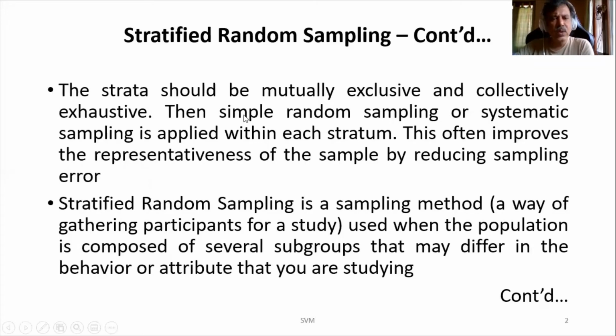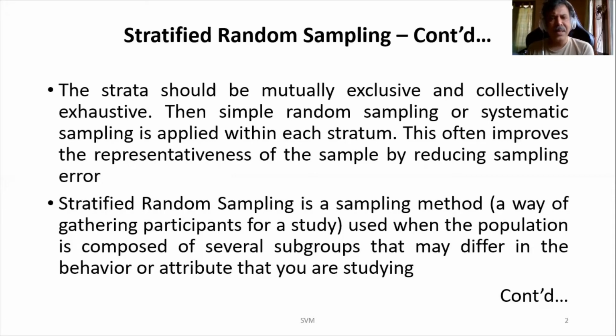Then either we can use simple random sampling or systematic sampling, depending on the sample size. If it is not a very large sample you require, then you can adopt simple random. If you require a very large sample, then you may have to adopt systematic sampling after classifying it into different groups. This often improves the representativeness of the sample by reducing sampling error, because you are giving opportunity to every group to participate in the sample. When you draw a sample, you are trying to draw it from each group. That is the advantage in this particular sampling. You don't miss any class or any group in this.